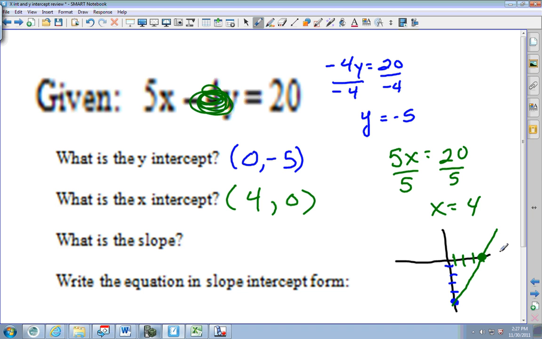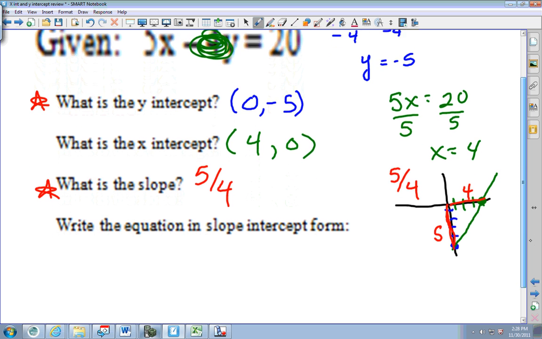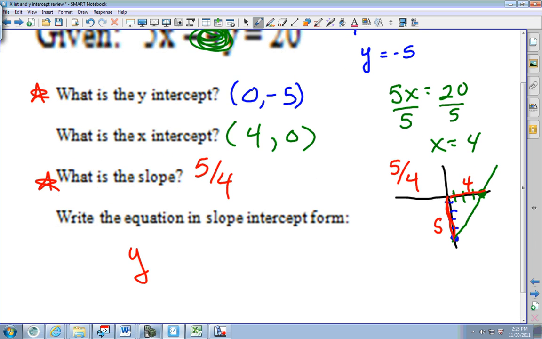Now, first off, I know the slope's going to be positive because my line is increasing. I'm going to go up 5 and over 4. So 5 over 4, that's my slope. 5/4. To write my equation in slope-intercept form, I need the slope and the y-intercept. So my equation is y equals 5/4 x minus 5.